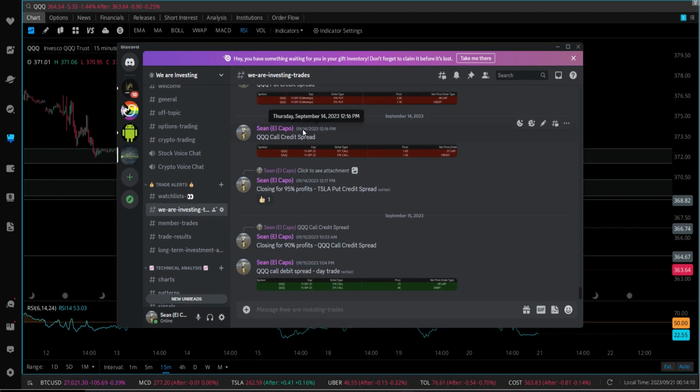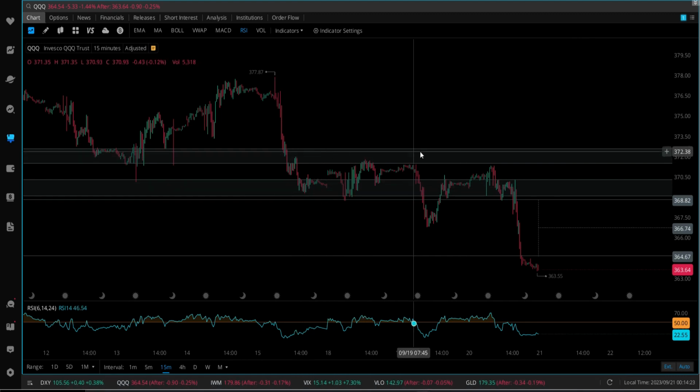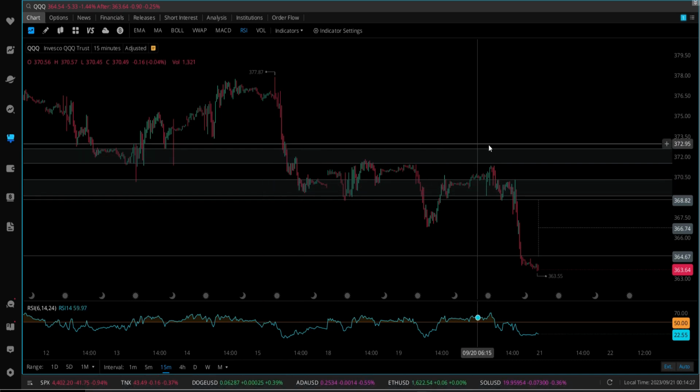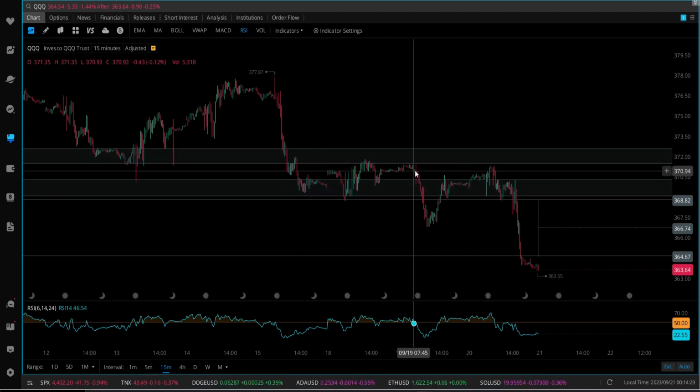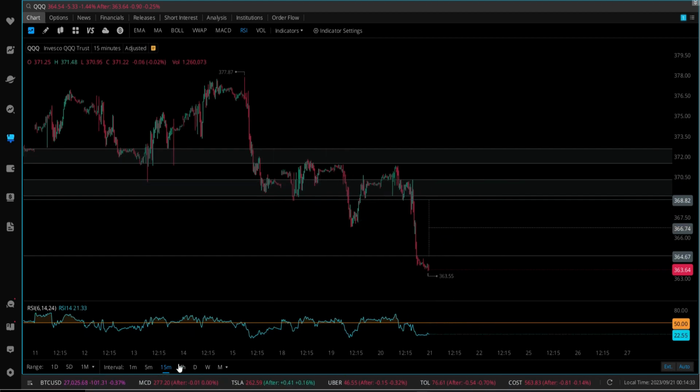As you can see, on September 14th, we got into a call credit spread. And then on September 15th, we closed that position for 90% profits. Now, we talked about these two levels of sell-side liquidity and how the market could just kind of hang around these levels. And that's exactly what happened. We hung around those levels for quite a few days.